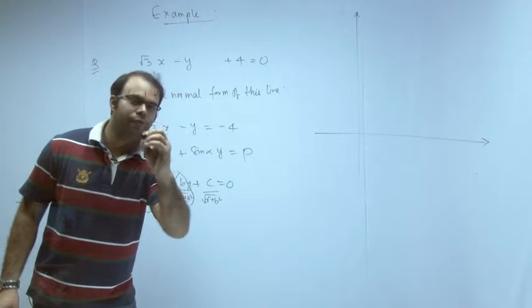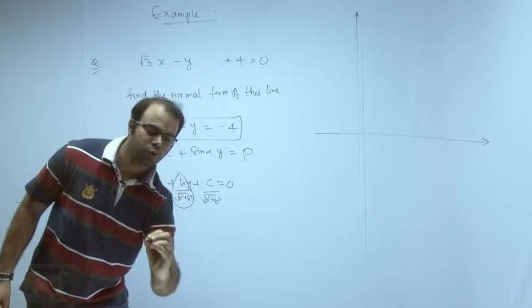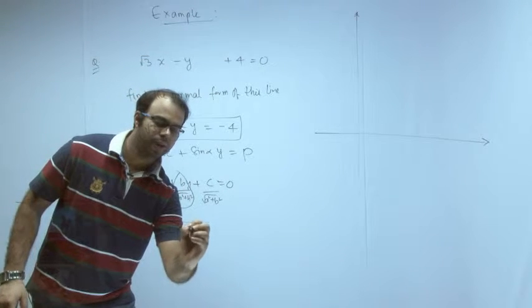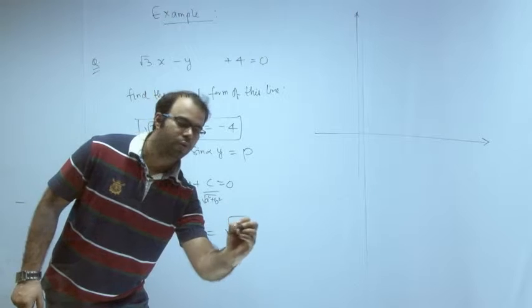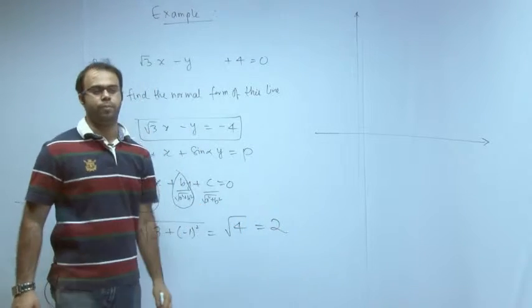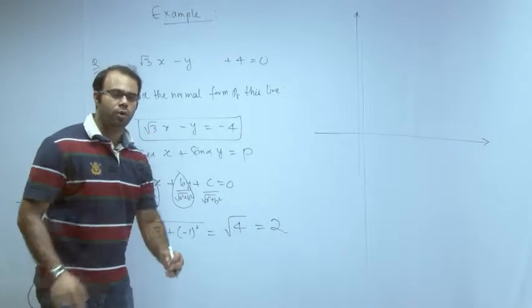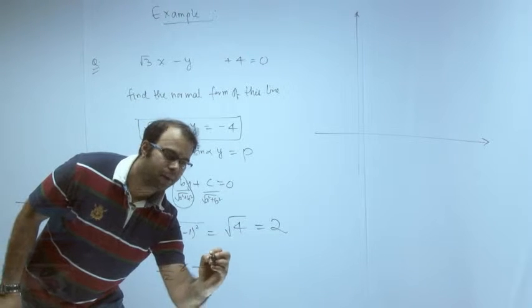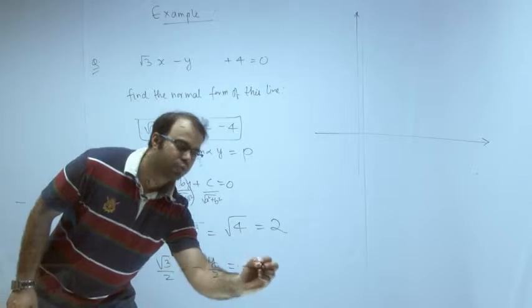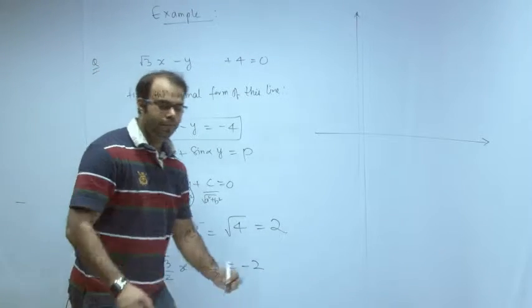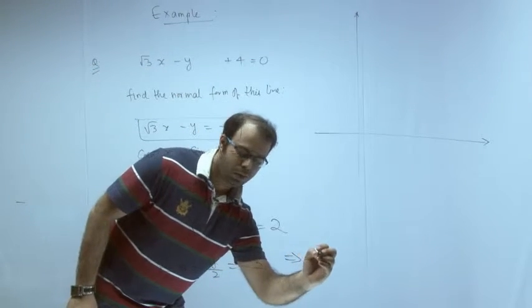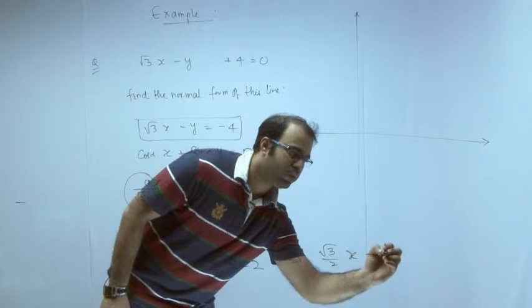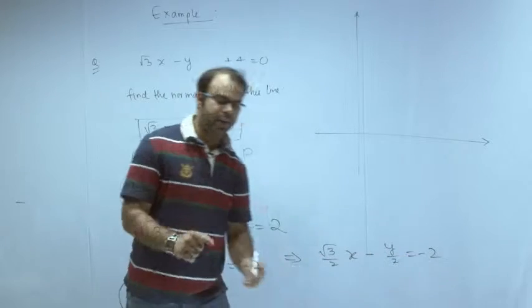So here what we have to do, we have to divide by root over a square plus b square. A square means 3 and b square means minus 1 square, that is root over 4, that is equal to 2. Now we divide it by 2, this will become root 3 by 2 x minus y by 2 is equal to minus 2.